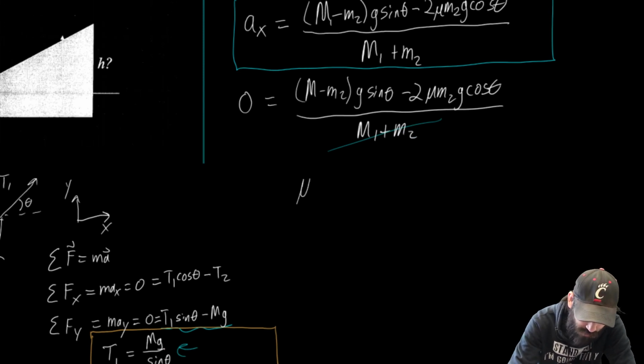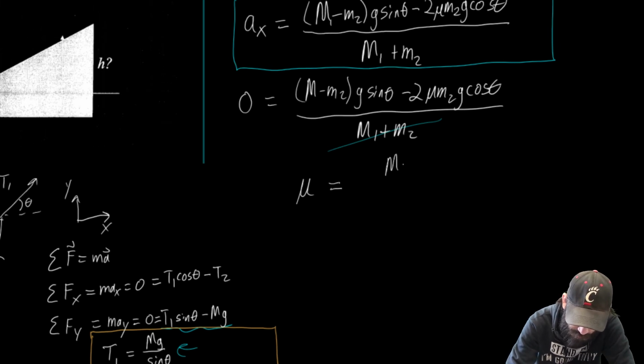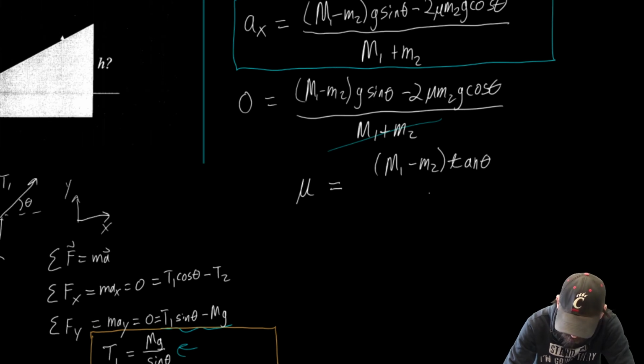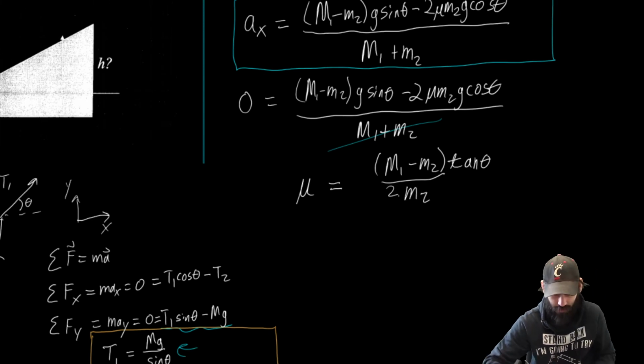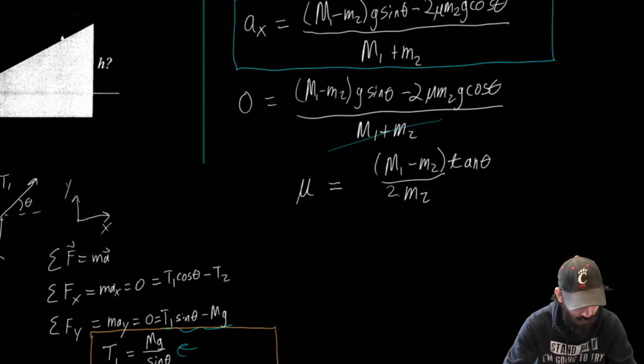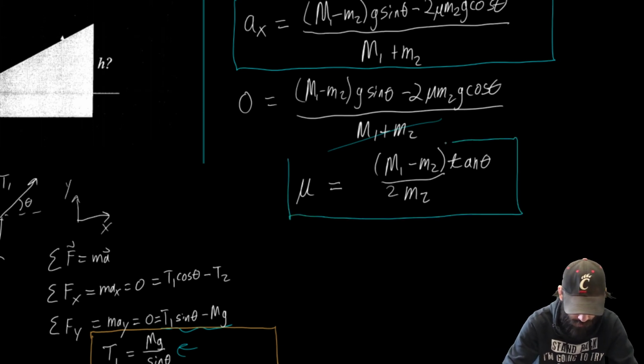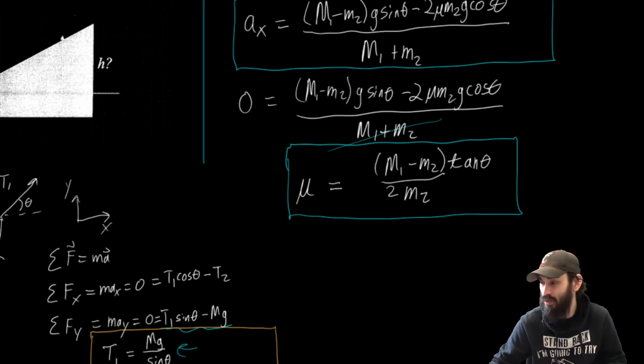And so when we solve this for mu, we end up seeing that this is going to be equal to capital M1 minus M2. Our g's are going to cancel. We end up having a sine of theta divided by cosine of theta, which is a tangent of theta. And then this is going to be divided by M2, and there's a factor of 2 in the denominator here. Okay, so that's going to be it for this question. Okay, let's move on to the next question.